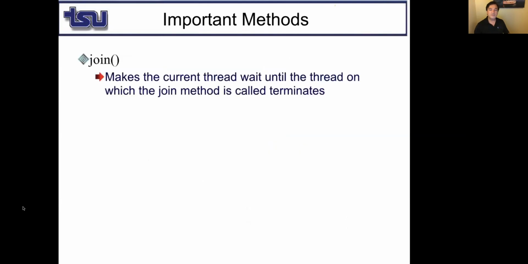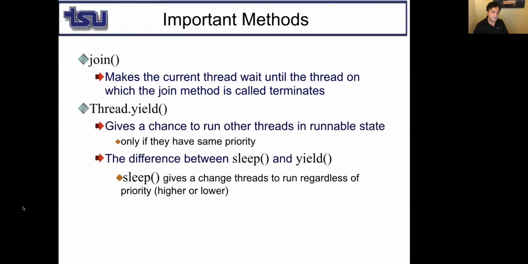So another method, join. Join is a method that will make the current thread wait until the thread on which the join method is called terminates. I'm going to show you with an example. That means a thread may try to join, okay? And then you stop the currently running thread until the thread that joins executes and completes the execution.